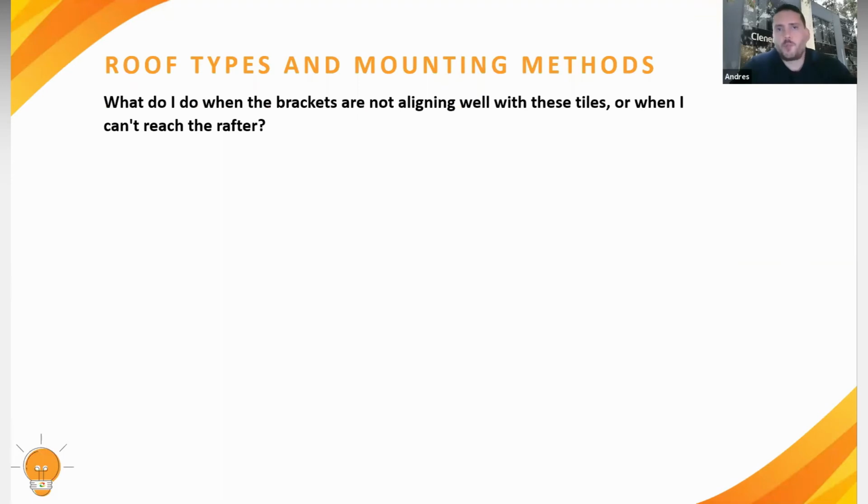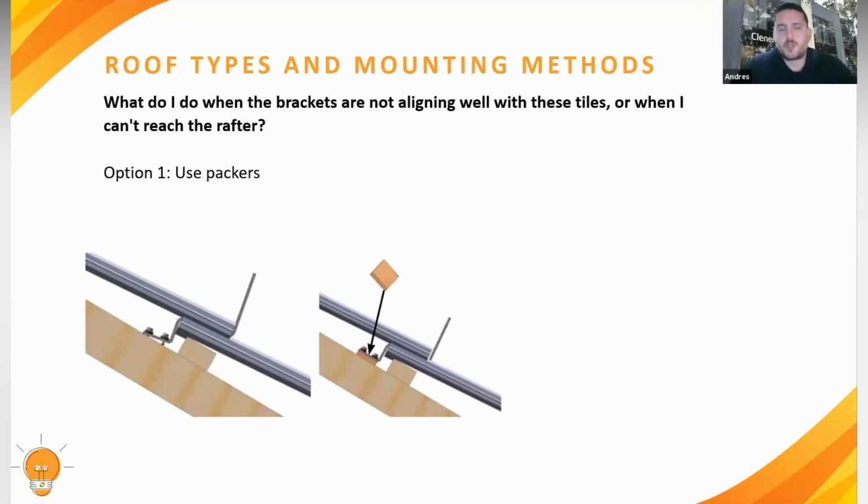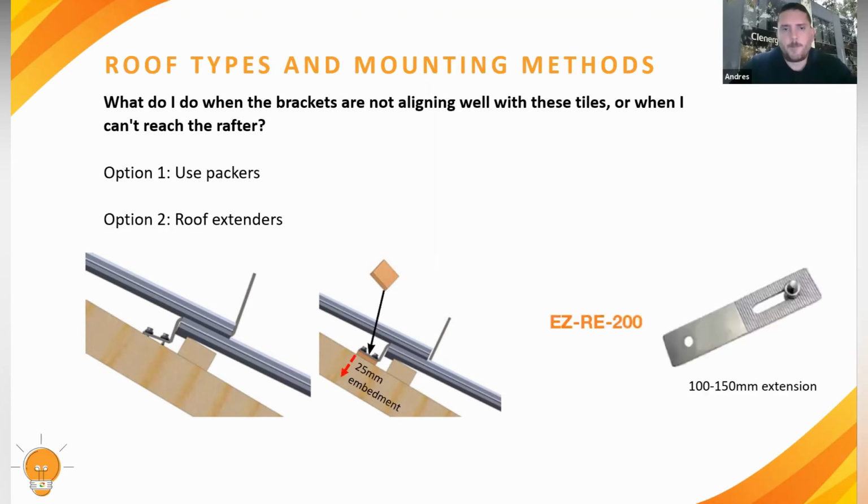And what do I do when the brackets are not aligning well with these tiles, or when I can't reach the rafter? We have some options. The first option would be to use packers, but always guaranteeing that we have at least 35 mil or 25 mil embedment in the rafter. This would mainly be for a structural purpose. Timber screws would require at least 25 to 35 mil embedment. And when we have a height issue, we can always use the EZRE200, which is the roof extender.